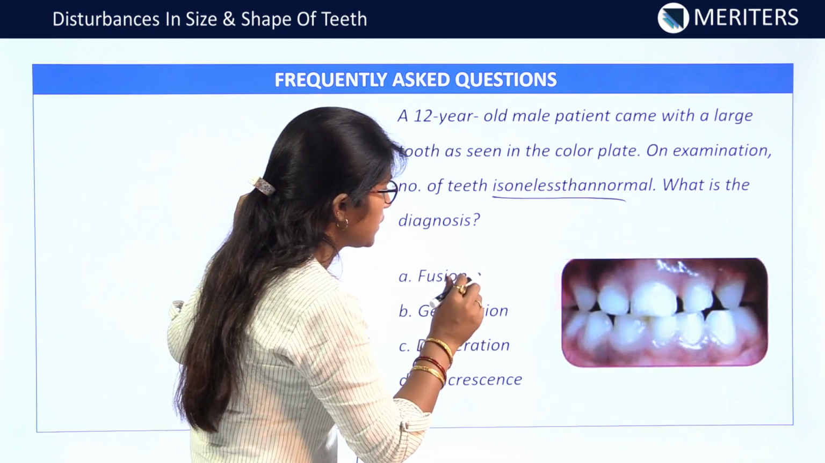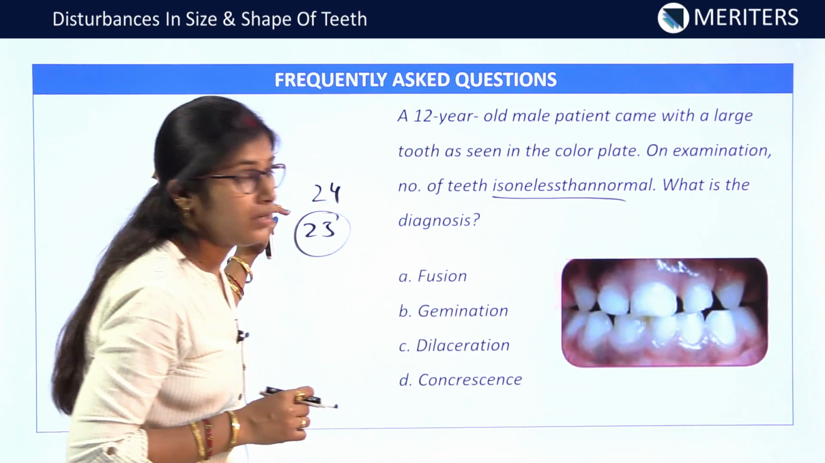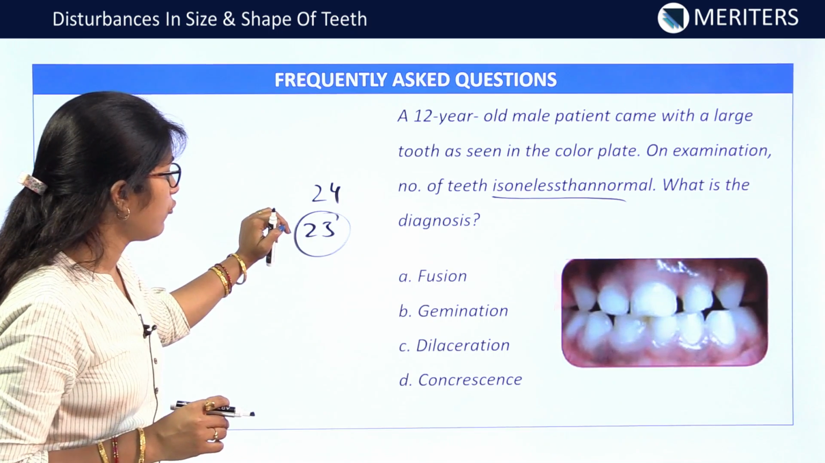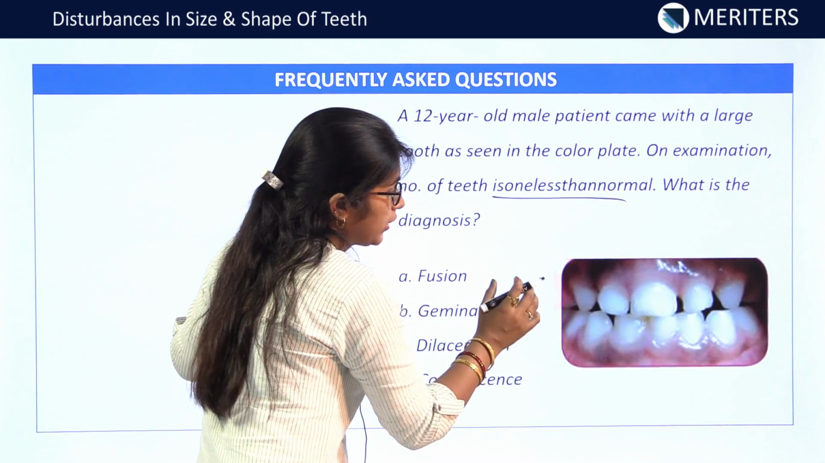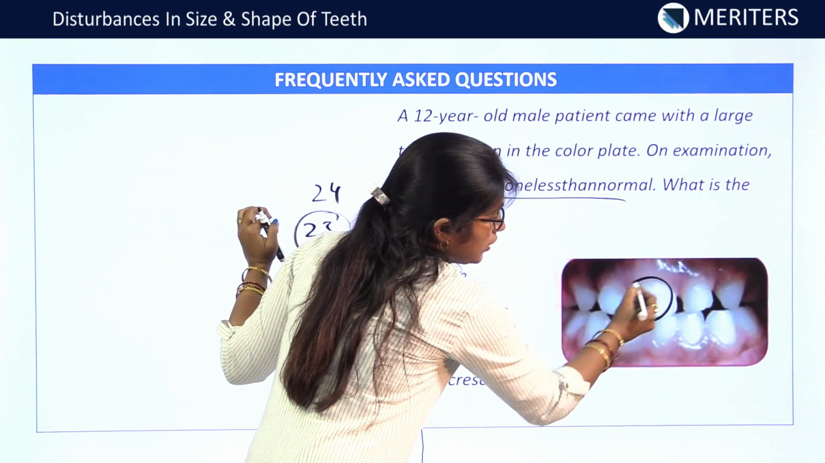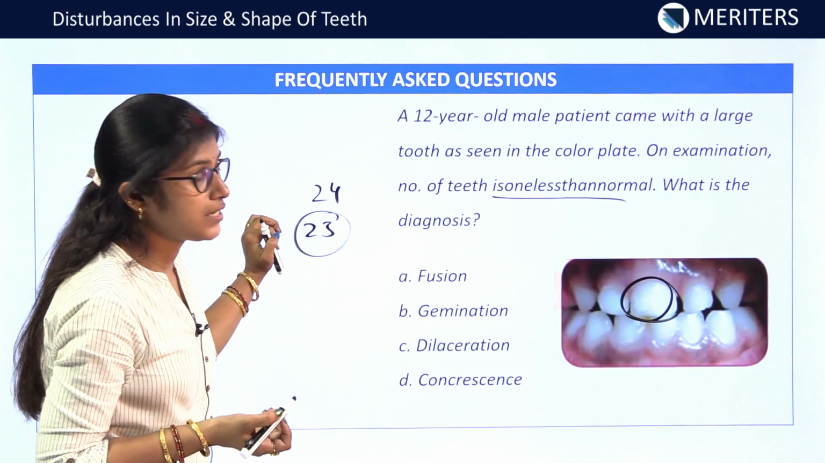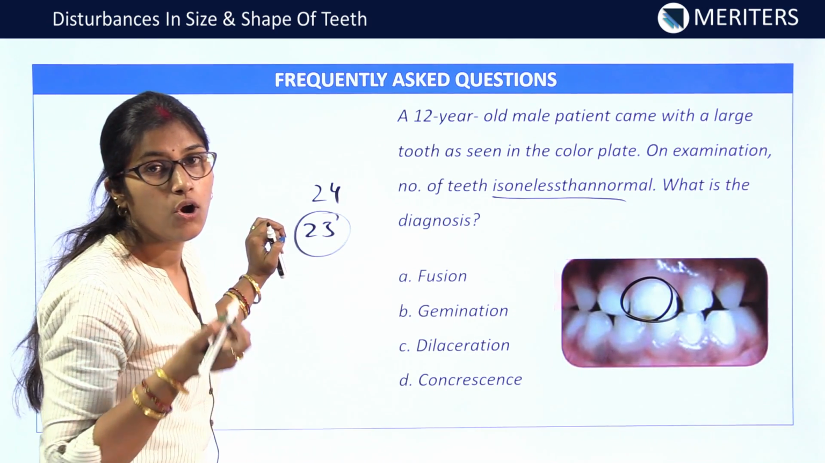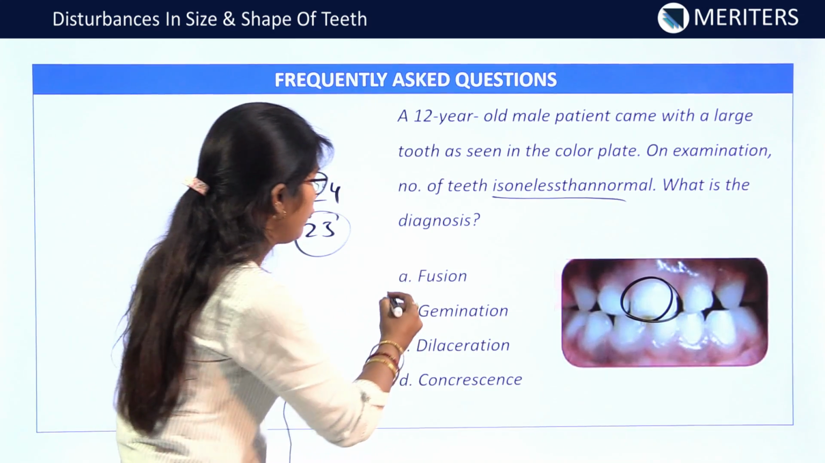Now, one missing is not the case here. You are not seeing any gap or anything. So you go for fusion. First of all, you will go for fusion. When two germs fuse into one, a large tooth is formed here. So it's an exceptionally large tooth in the arch. That is the result of fusion of two central incisors. So here the answer is fusion.